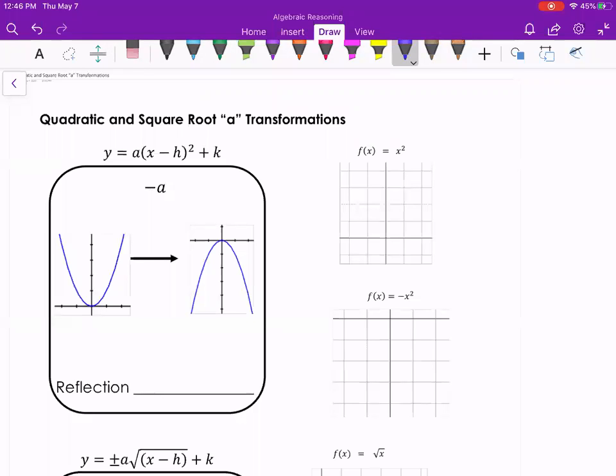We are looking at part 2 of our quadratic and square root A transformations. The last video we talked about how if it's bigger than 1, that makes the graph more narrow. If it is between 0 and 1, that makes the graph become a little bit flatter, or we have that vertical compression. So we're going to take a look now at the actual sign of A.